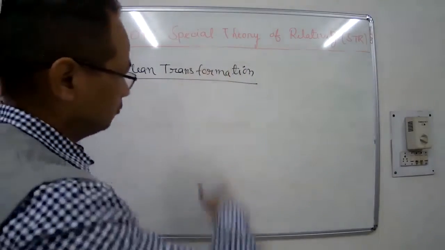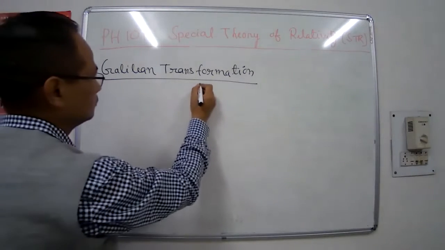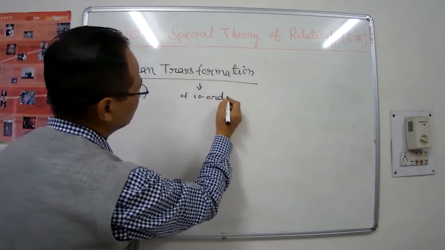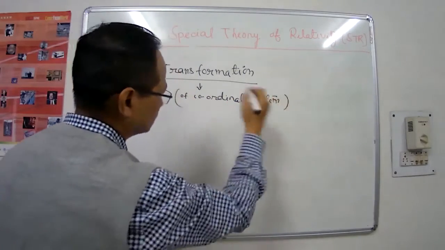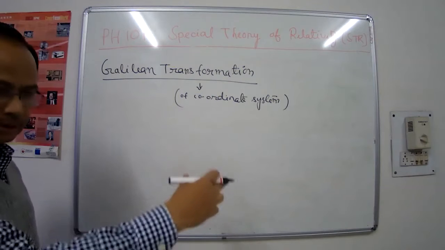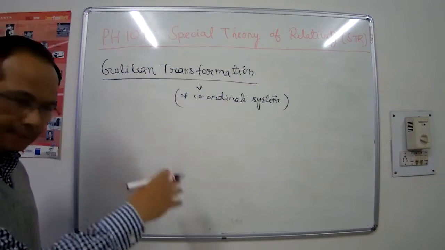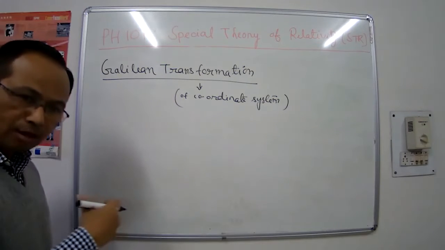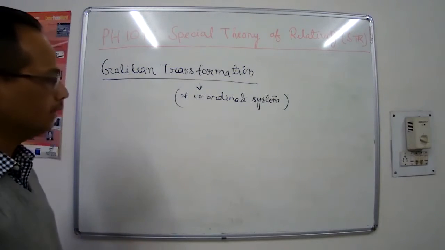So what is a transformation? Actually, we are talking about the transformation of coordinate system. A transformation will relate one set of coordinates with another set of coordinates. Now, one set of coordinates can be on a frame of reference which is at rest, and the second coordinate system can be a moving frame of reference. So it may correspond to a frame of reference which is moving with a constant velocity.